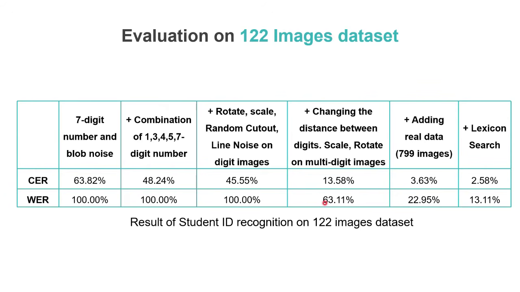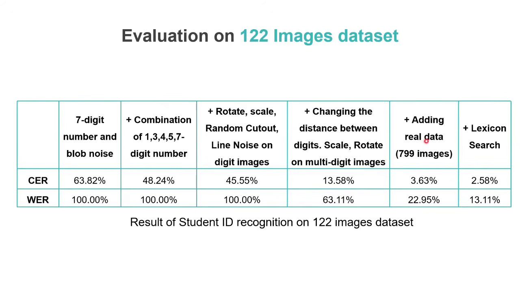But then I realized that the images from the MNIST data have a fixed size of 28 by 28 pixels, so they have a large edge, and we have to shorten the distance between the digits. And then I use scale and rotate on the whole image. We got a good result.